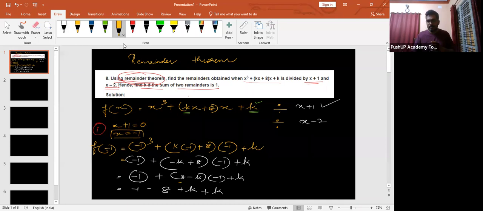I have just tried to simplify this portion, children, which I have underlined in yellow color. 8 into -1 is -8. And then minus k into -1 is positive k. And then again positive k, this one.